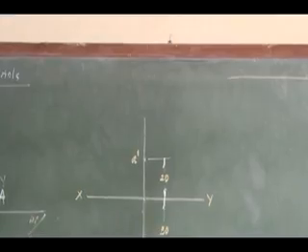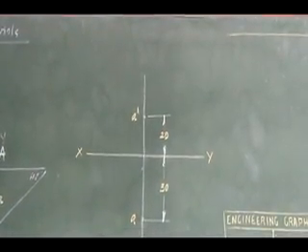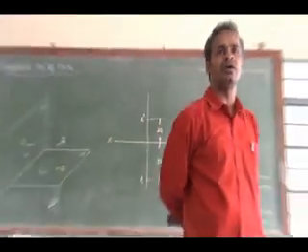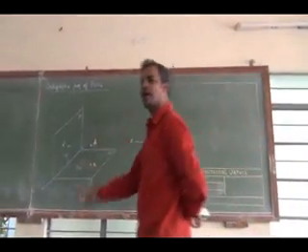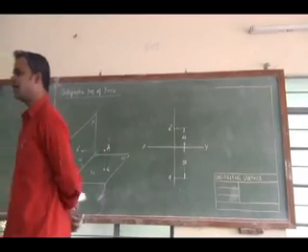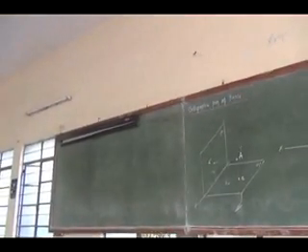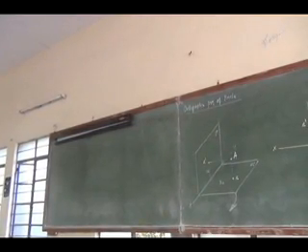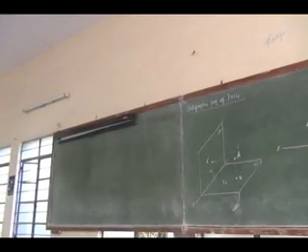Project the following points on a common reference line. Subdivision 1, point A: 15 mm above HP, 20 mm behind VP. Subdivision 2, point B.